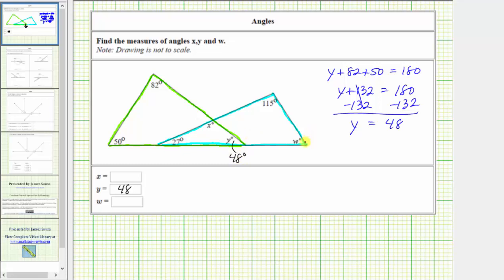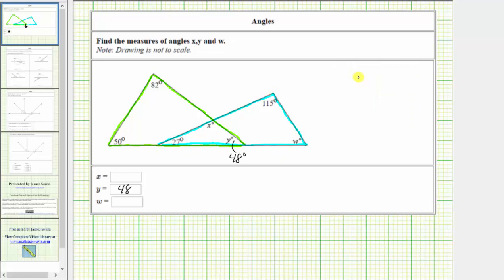And now let's determine the measure of angle w using the large triangle on the right. Again, because the sum of the interior angles of any triangle is 180 degrees, the measure of angle w plus 115 degrees plus 27 degrees must equal 180 degrees. Or as an equation, w plus 115 plus 27 must equal 180.